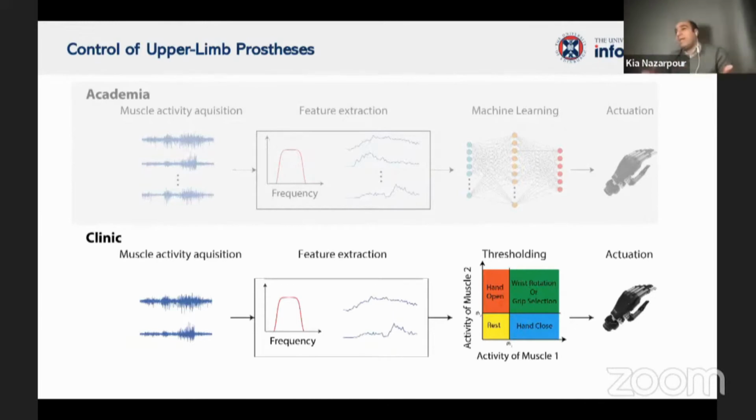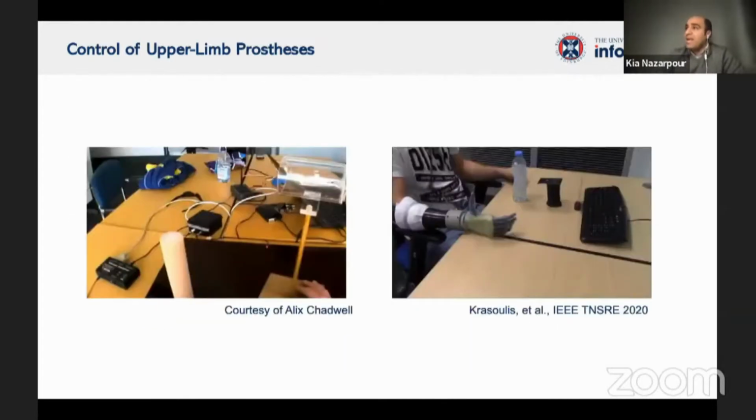Now, this has been remarkably stable for the past, I don't know, about 100 years, not necessarily myoelectric control, but even body-powered prostheses work exactly the same way. And here are some examples.